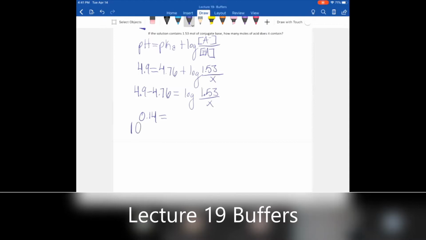And I'm going to take the liberty and just raise 10 to that power. So 10 to that power equals 1.53 over X. So 1.38 equals 1.53 over X.